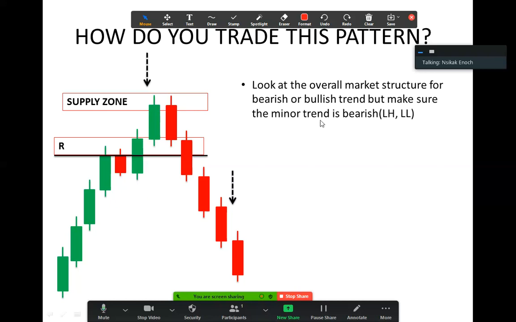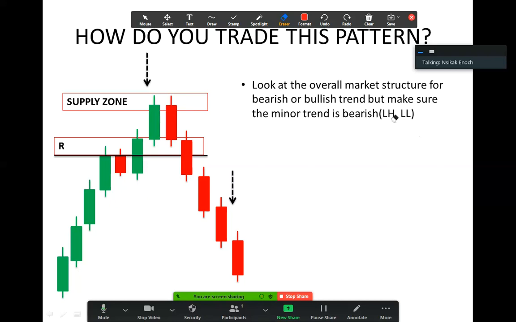But what we want to look for is the minor trend, the minor trend inside the major structure. The major structure can be a downtrend, and the minor structure can also be a downtrend. Or the major structure can be an uptrend, and the minor trend can be a downtrend. This is what we are looking for. Look at the overall trend, but make sure that the market trend is bearish if you want to trade this supply zone.